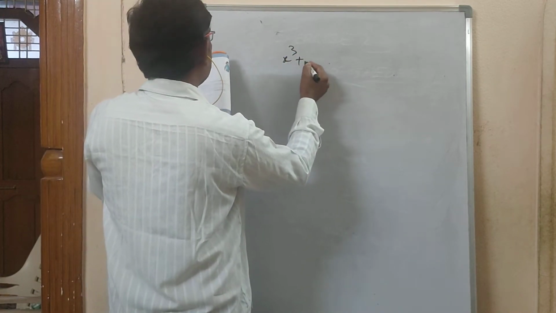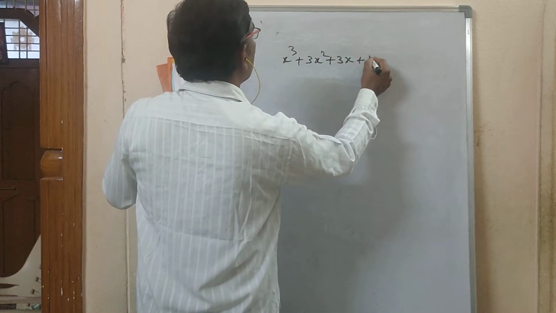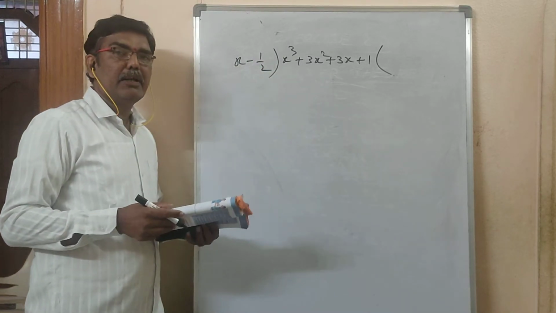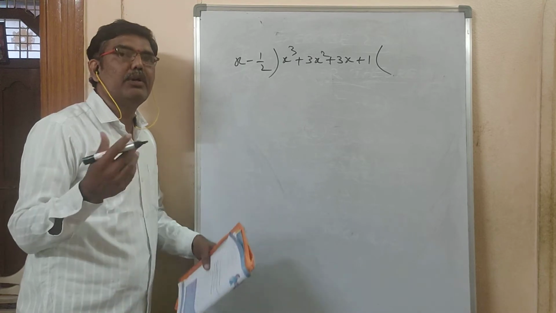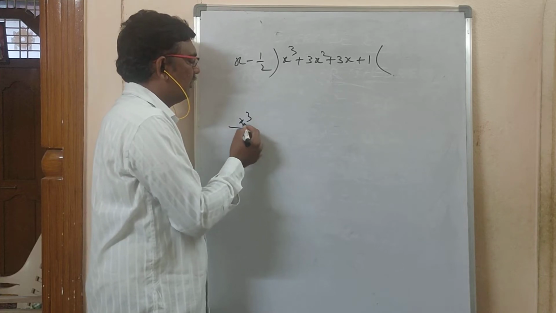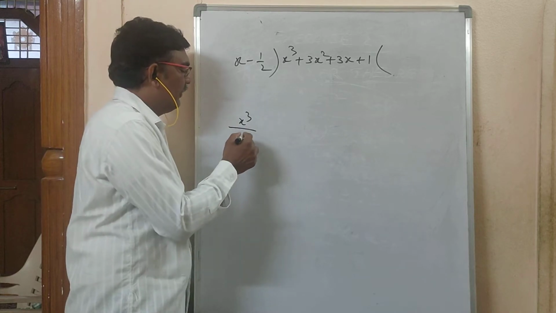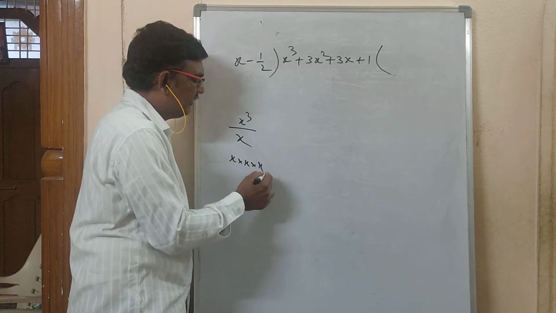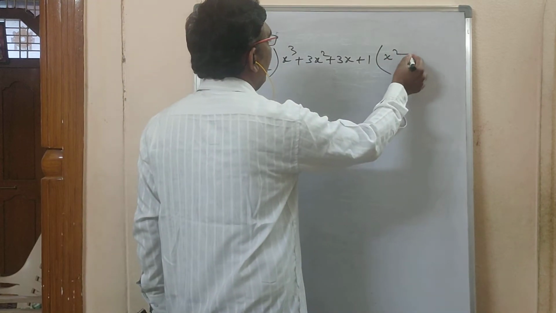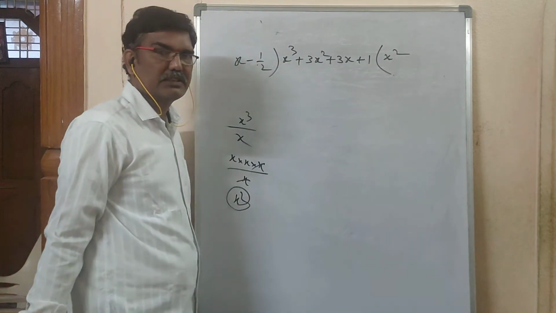x cube plus 3x square plus 3x plus 1 is the dividend. x minus 1 by 2 is called a linear polynomial. What you have to do is division. First, the first term: x cube will be in the numerator, and in this first term x will be in the denominator. If you do the cancellation, you get x square. This x square you should write here. And this x you have to multiply with this one. Minus half also should be multiplied with this one.